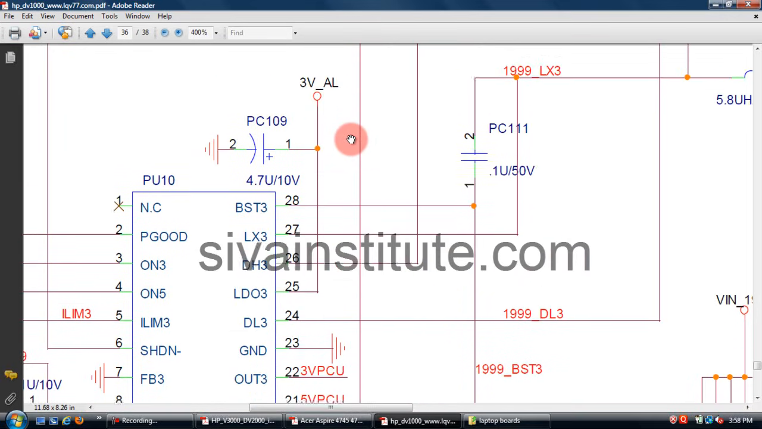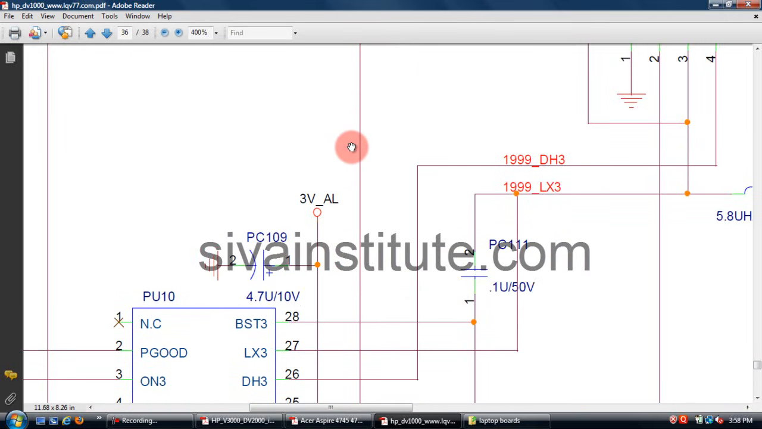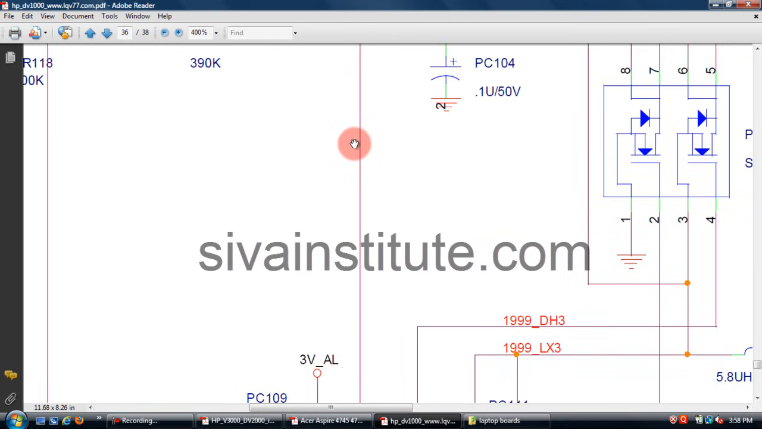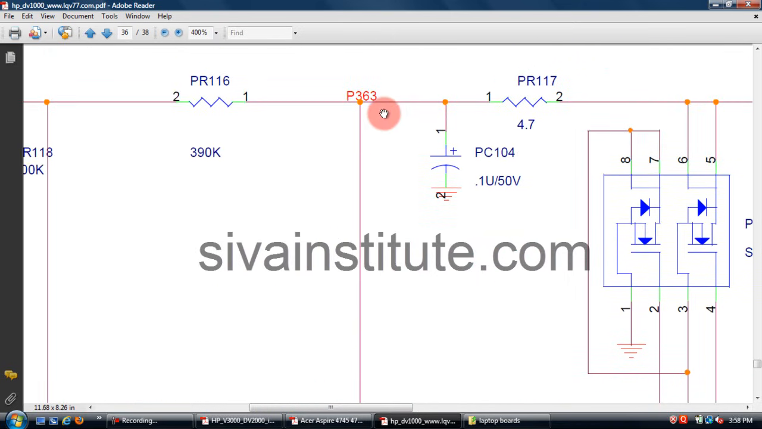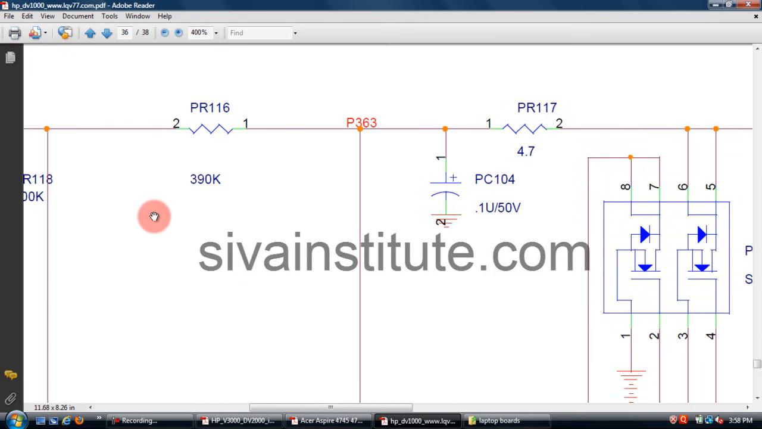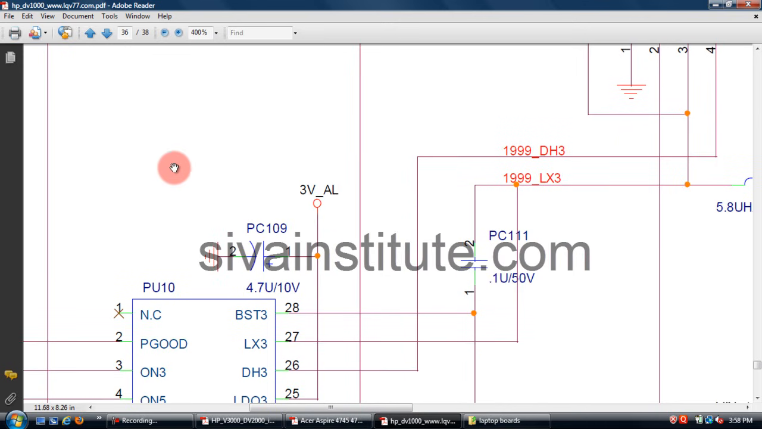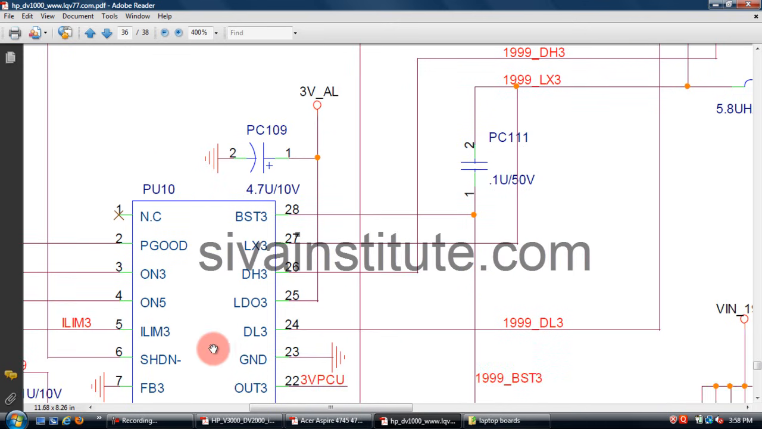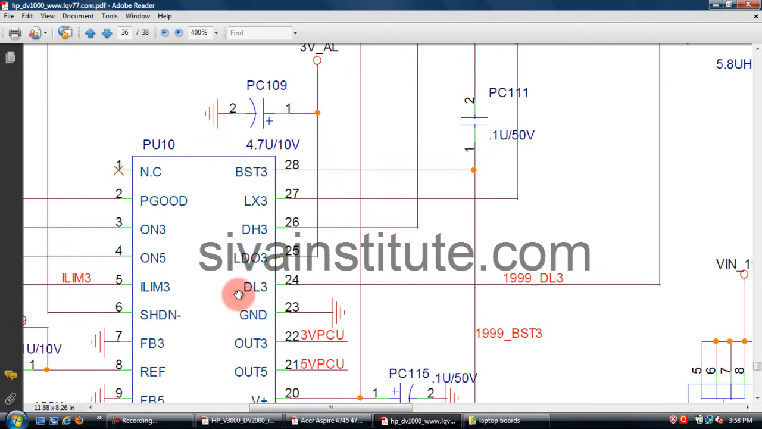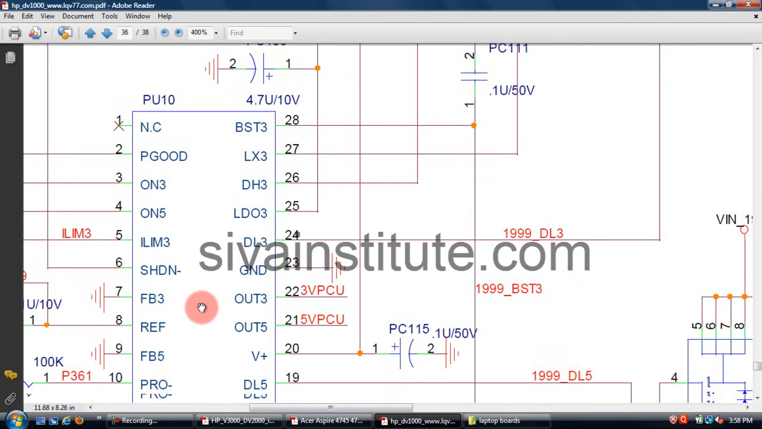See here, this is a very important pin. The same voltage goes through this resistor to the shutdown pin. After this, the voltage will come out. So there are 4 types. If 5 volts and 3.3 volts are not present at the output, you should check these 4 types.